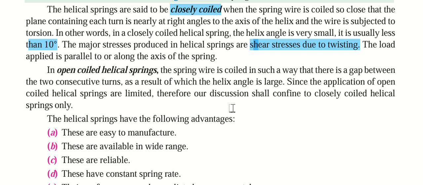The load applied could be along the axis of the spring or parallel. In the case of open coil spring, the spring wire is coiled in such a way that there is a gap between two consecutive turns. As a result, just the opposite of a closely coiled spring, the helix angle will be large, so the application is limited. We won't be using open coil helical spring too much because we will mostly be using the closed coil, which has a very large application.